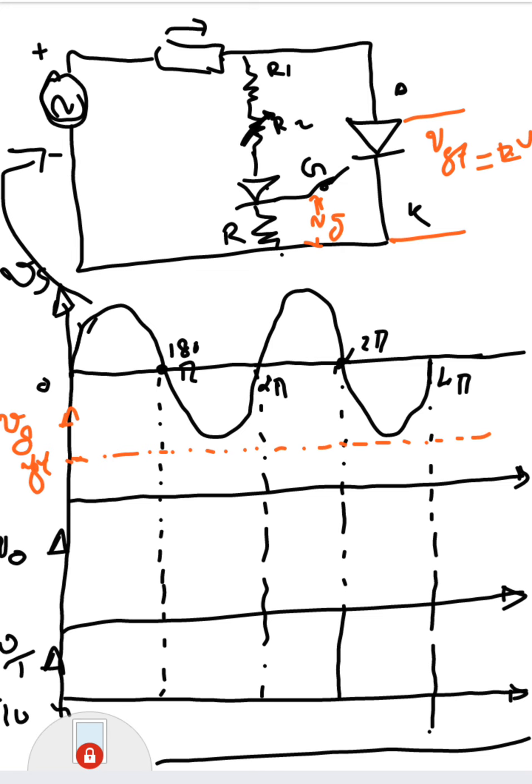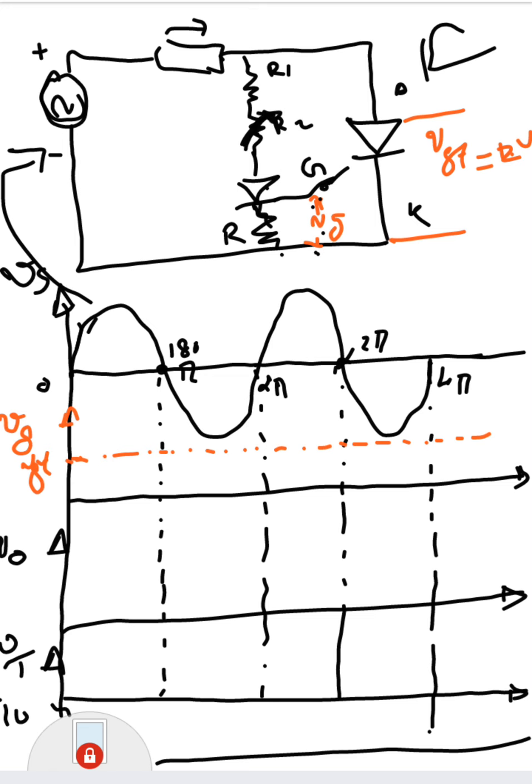Okay, so R2 is adjusted in such a way that the voltage across this gate, that is VG, will definitely follow the supply voltage. Because it is I into R, this is a resistor, so the I into R drop will definitely be sinusoidal in nature. But how fast it can reach the supply voltage, or how fast it can reach VGT, depends on the selection of this R2.